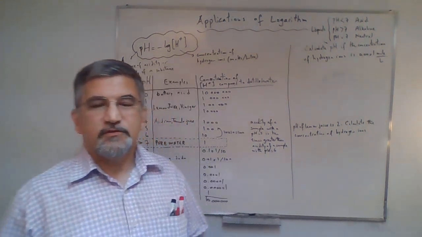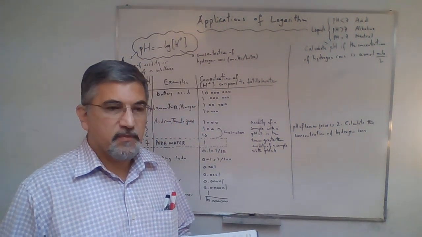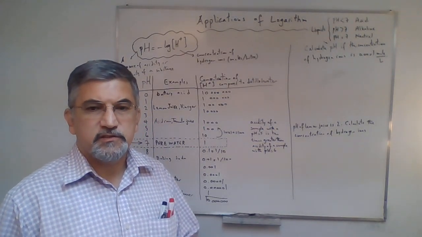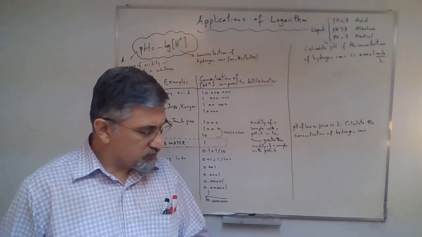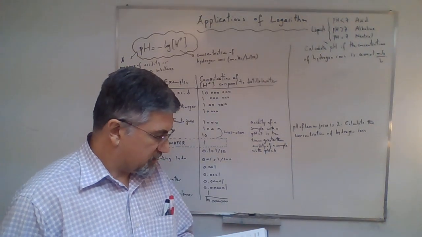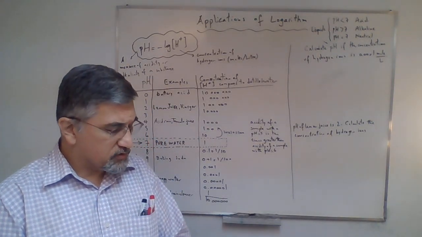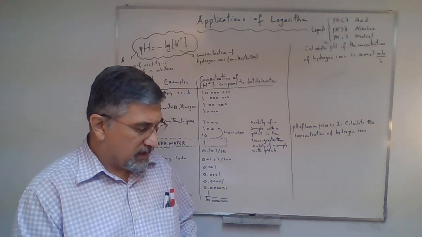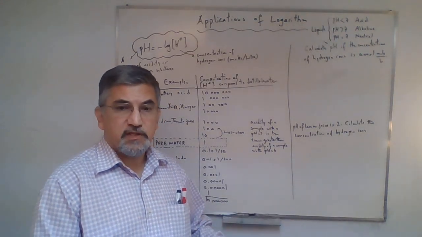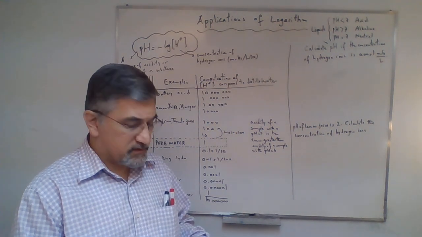Hello everyone. In this lecture, we want to discuss applications of logarithm. One of the applications of logarithm is actually in the science of chemistry. In chemistry, there is something called the pH scale. If you want to know what pH is, it is actually a measure of acidity or alkalinity of a substance. There are some substances that have acidic properties. Some of them are considered as alkalines.